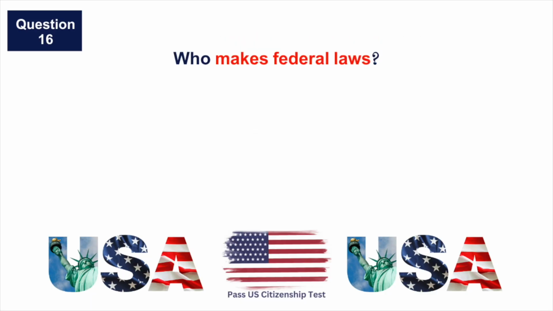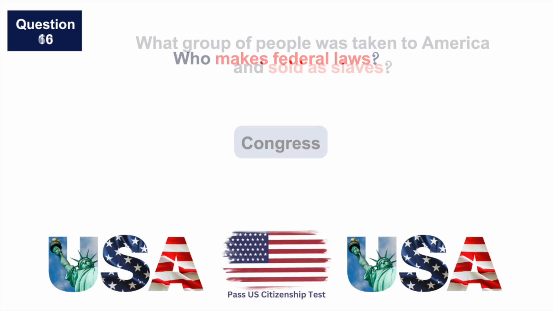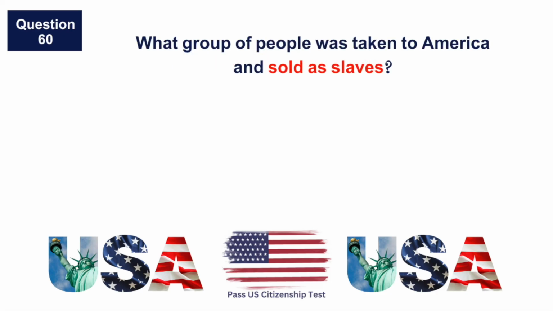Who makes federal laws? Congress. What group of people was taken to America and sold as slaves? Africans.